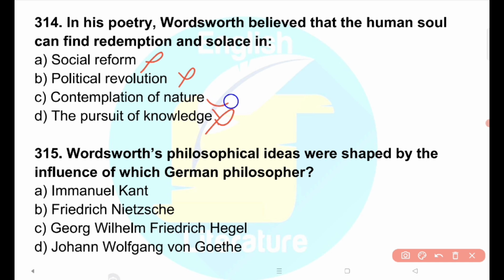So option C is the correct answer. Contemplation of nature. Wordsworth's poetry emphasizes how nature restores the soul and offers spiritual redemption.